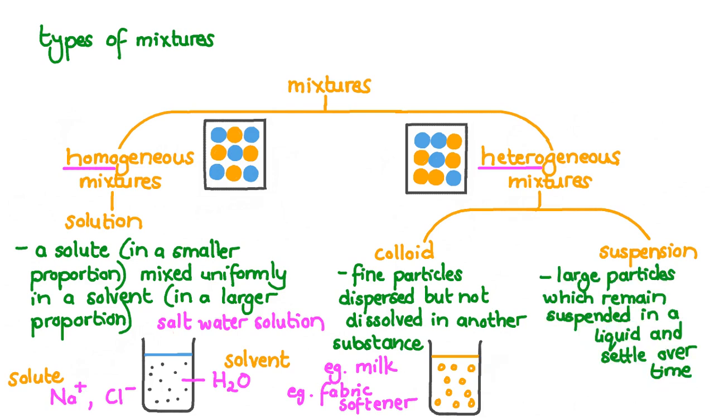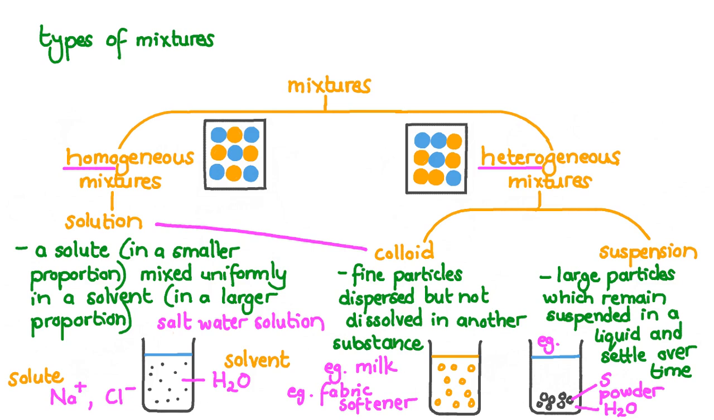A suspension contains even larger particles than that of a colloid. They do not dissolve but remain suspended in the liquid and over time settle out to the bottom of the container. An example of a suspension is sulfur powder suspended in water, or chalk powder, or even baking flour. Over time, the sulfur particles begin to sink to the bottom of the vessel. When everything has settled out, we refer to the solid as a precipitate.